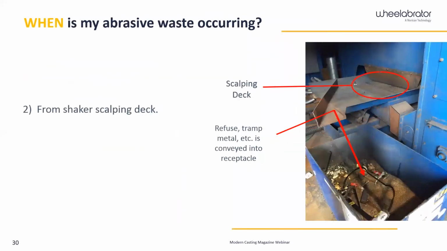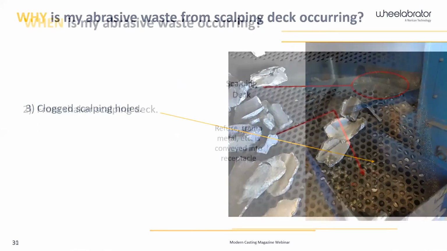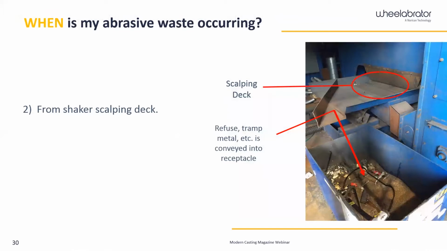Another area where some of the abrasive waste is occurring is from shaker scalping decks. You can kind of see right there on the right-hand side, scalping decks have perforated holes that allow the media to drain through and funnel back into the elevator to go up. So if those little scalping holes get clogged up with tramp metal, whatever it may be, obviously the media can't drain through. So what's it going to do? It's just going to keep feeding down your shaker and go to whatever refuse bin you have. So that's another area you always want to check, is that refuse bin. If you have a shaker reclaim, make sure there's not any good usable shot in it as well.